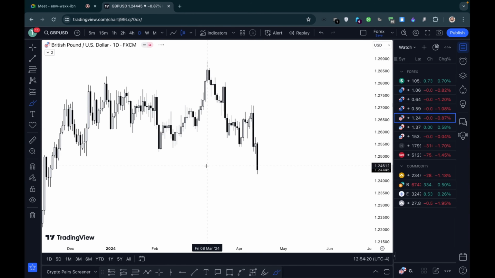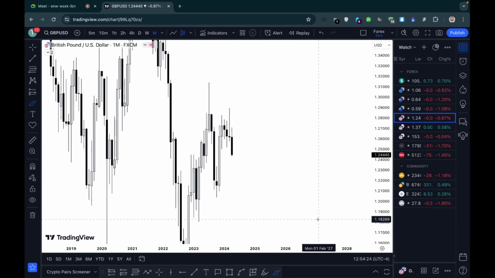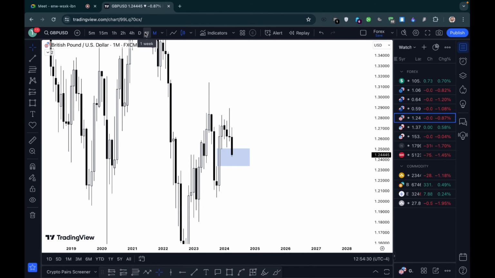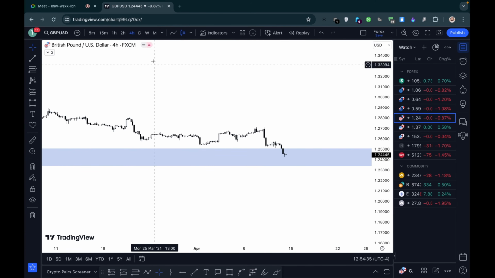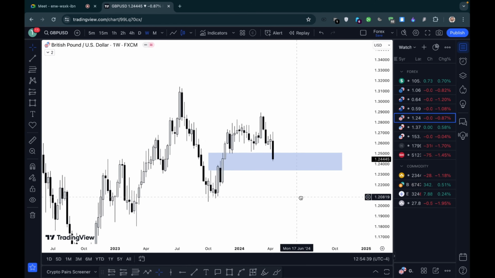In GBP USD, we can see, let's go to the monthly time frame. It's very clear to me. GBP USD monthly, we have just tapped the monthly fair value gap, and what I can expect is the 4 hour to change the bias, to change the order flow, to trade the retracement. But let's go and see what we have in the weekly time frame.